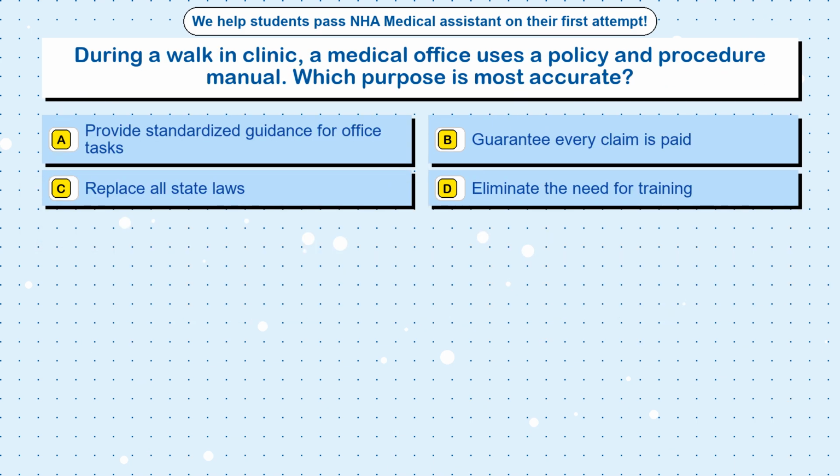Question 66. During a walk-in clinic, a medical office uses a policy and procedure manual. Which purpose is most accurate? Option A. Provide standardized guidance for office tasks. Option B. Guarantee every claim is paid. Option C. Replace all state laws. Option D. Eliminate the need for training.